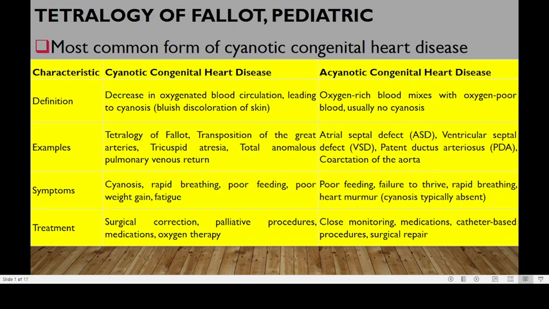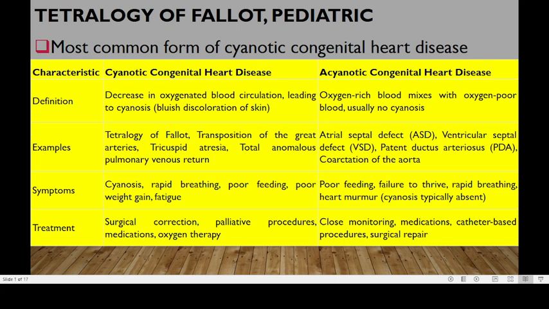All right, so let's proceed with the Tetralogy of Fallot. This is the most common form of cyanotic congenital heart disease. When we say cyanotic congenital heart diseases, these are conditions which normally decrease oxygenated blood circulation, and this normally leads the patient to present with bluish discoloration of the skin, which is documented as cyanosis.